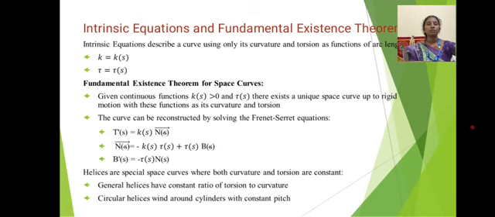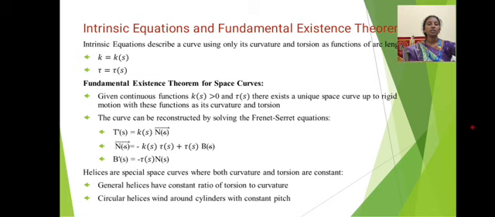Intrinsic equations and the fundamental existence theorem. Intrinsic equations describe a curve using its curvature and torsion as functions of arc length: k = k(s) and tau = tau(s). The fundamental existence theorem for space curves: given continuous functions k(s) greater than 0 and tau(s), there exists a unique space curve up to rigid motion with these functions as its curvature and torsion. The curve can be reconstructed by solving the Frenet equations.